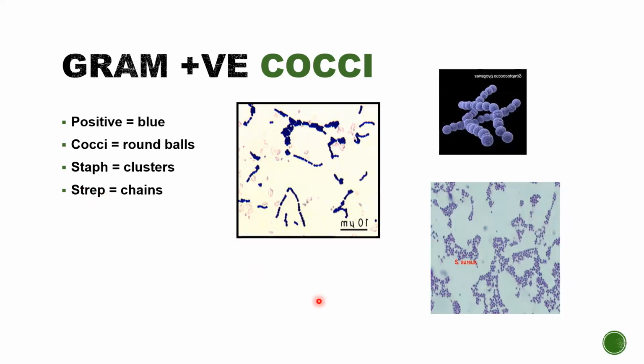So we either have the round ones, which are the cocci, and we have the rods or the bacilli, which are like sticks. Now, how do we classify the cocci further? It depends on if they cluster up or they line up. Okay, so the clusters are called staph and the chains are called strep.